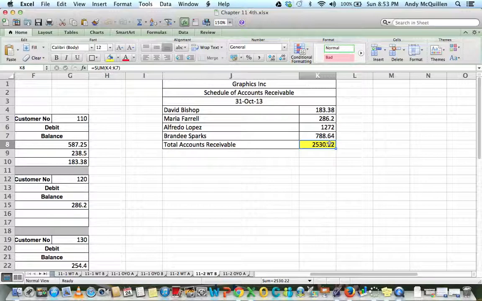1122, and that is the same number that is given to us in instruction 5, so we know we did it right. And that is our schedule of accounts receivable. That's all the money combined that is owed to us. And that's 11.2 work together.